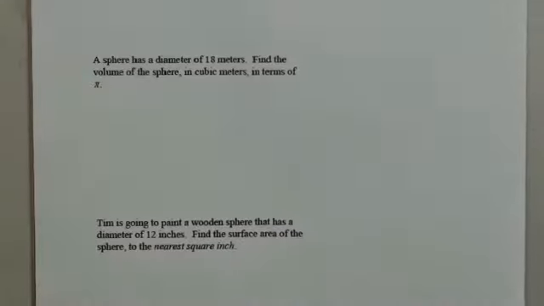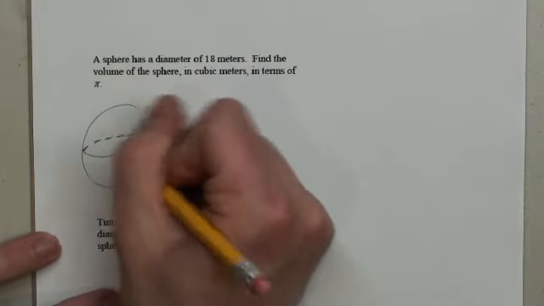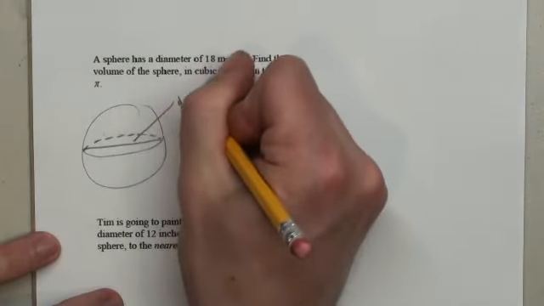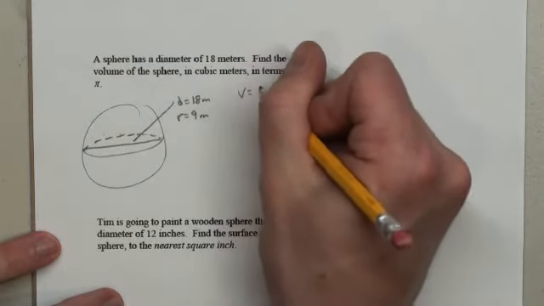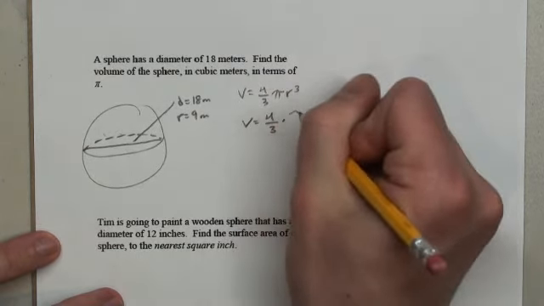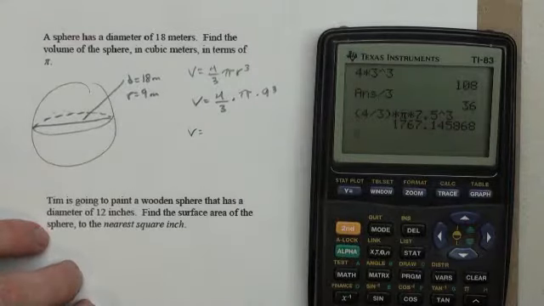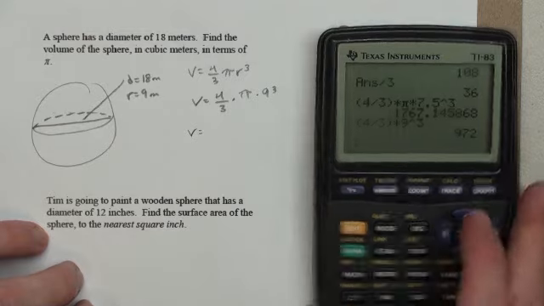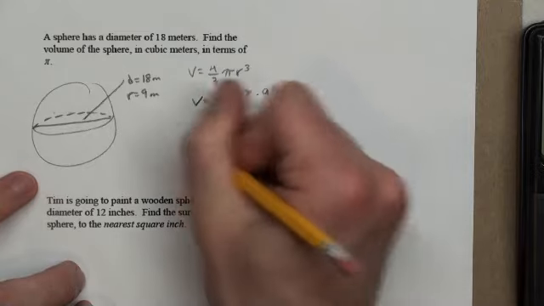Okay? One more page. A sphere has a diameter of 18 meters. That means the radius is 9 meters. Find the volume in terms of pi. 4/3 pi r cubed. 4/3 times pi times 9 cubed. So we can do 4/3. This is another way to do it. 4/3 times 9 cubed is 972 pi. And that would be meters cubed.